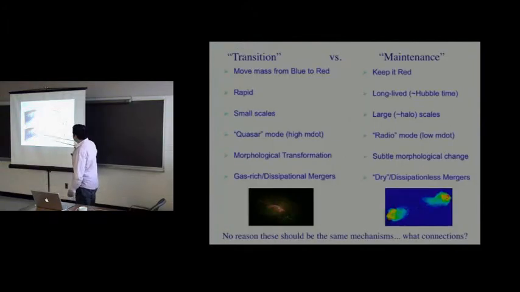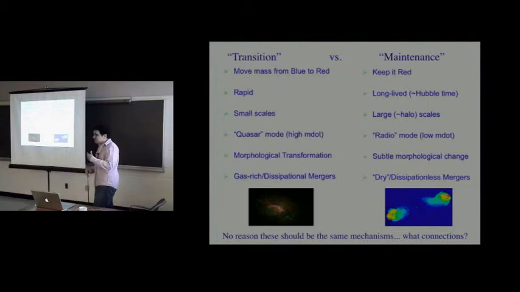Here, you want something that can stop cooling, which is largely happening over a Hubble time. And so this leads to the distinction between what some people call bright versus radio mode, or quasar versus radio mode. You could call it transition versus maintenance mode feedback. So I'm going to focus in this talk on what I call the transition mode feedback. This is what's associated with the movement of mass from the blue cloud to the red sequence.